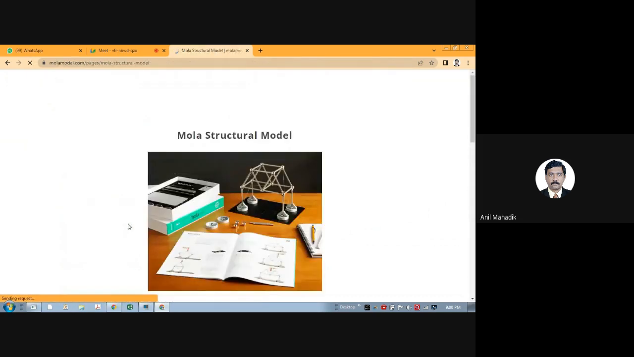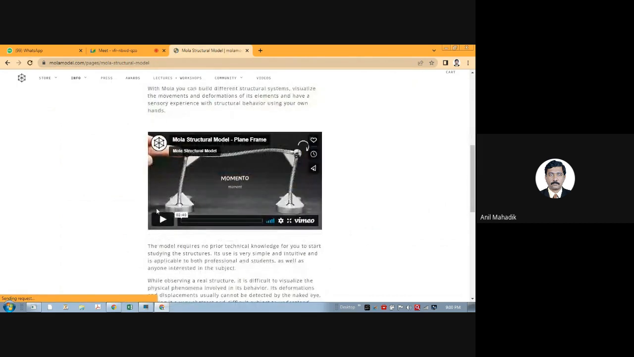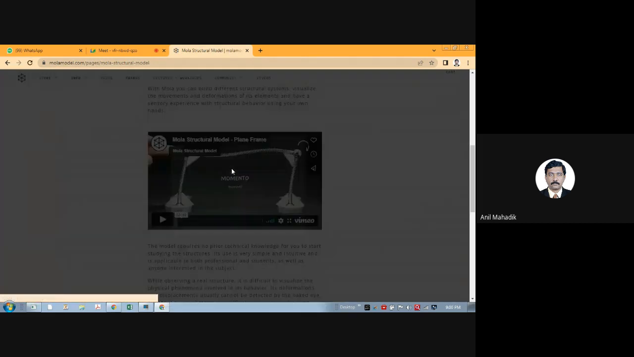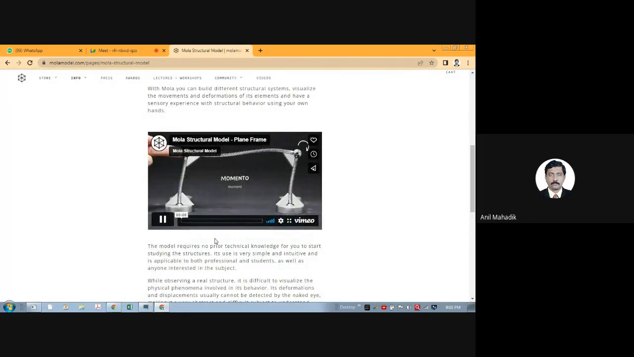So this is a Mole structural kit. Now, can you see this? Yes, sir. You can play this. Just a moment. Now look.